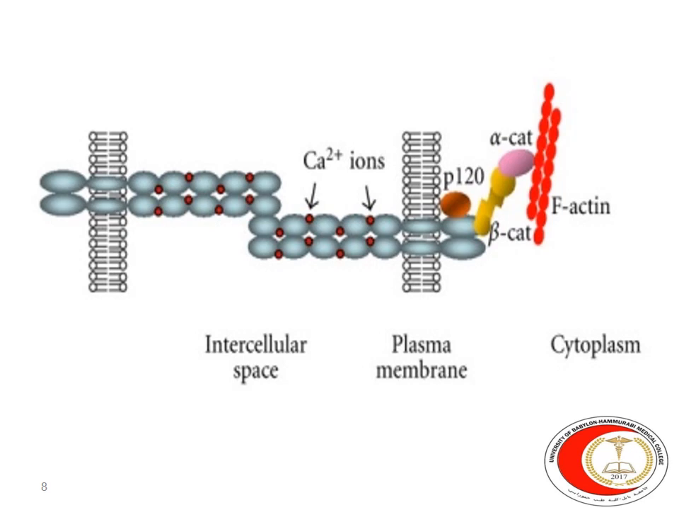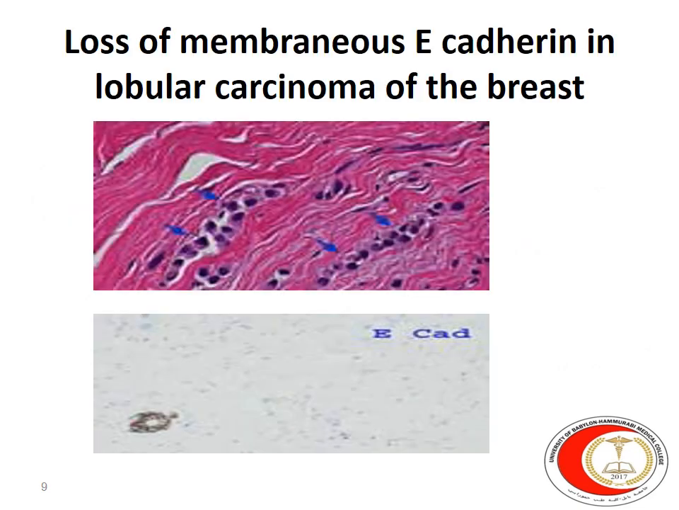So how do we investigate for the loss of cadherin microscopically, under the microscope? We have a special immunohistochemical stain that is responsible for the detection of E-cadherin.